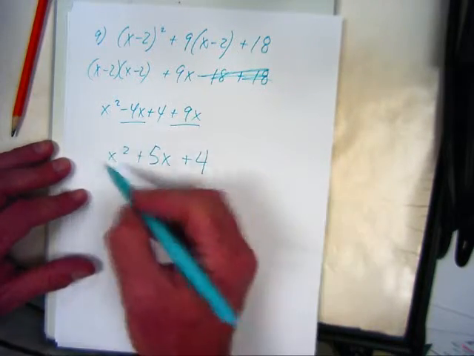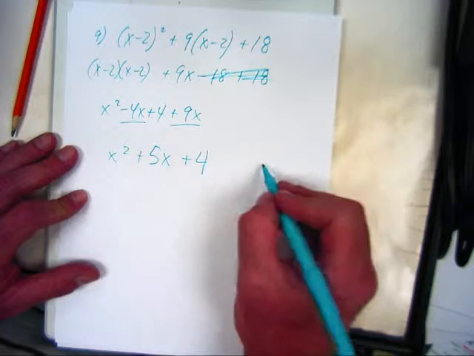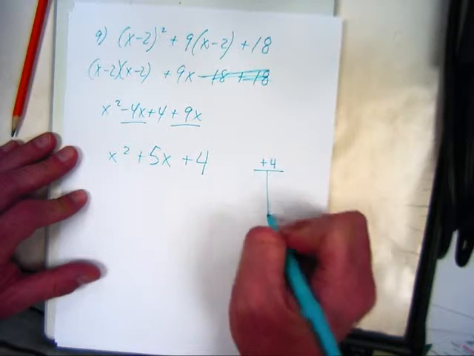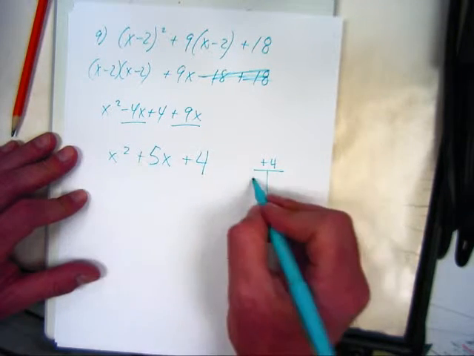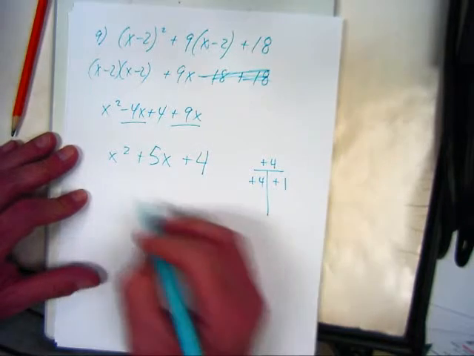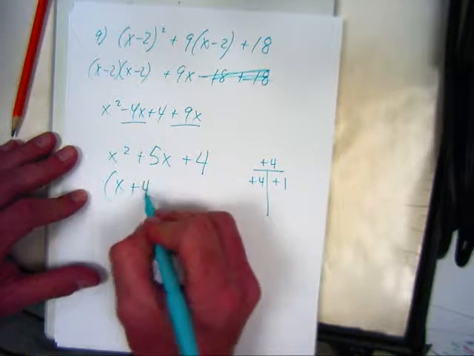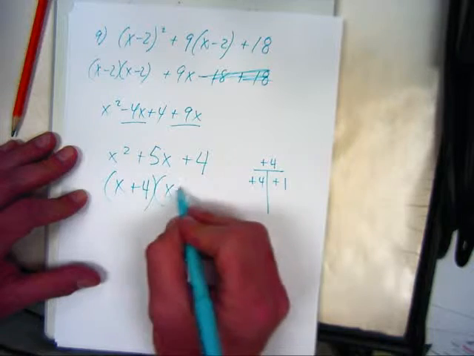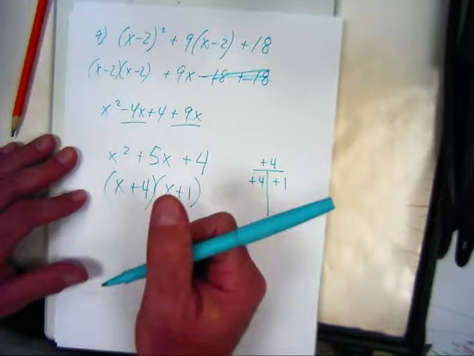That looks like a CAT certified because no GCF and no coefficient here. So they need to multiply to positive 4 and add to positive 5. Looks like positive 4 and positive 1. So we get x plus 4, x plus 1, which is the same answer we got the other way.